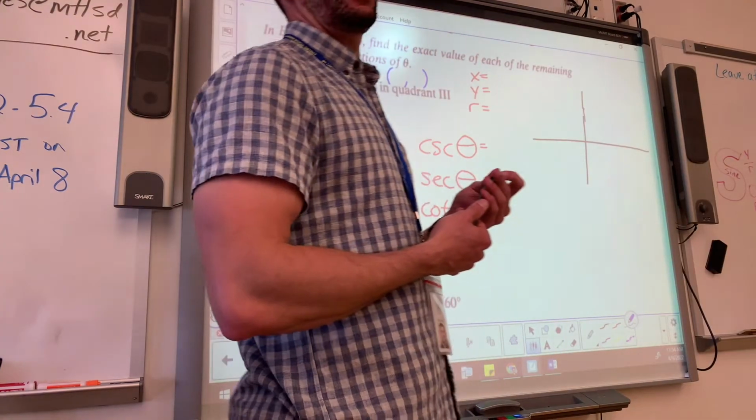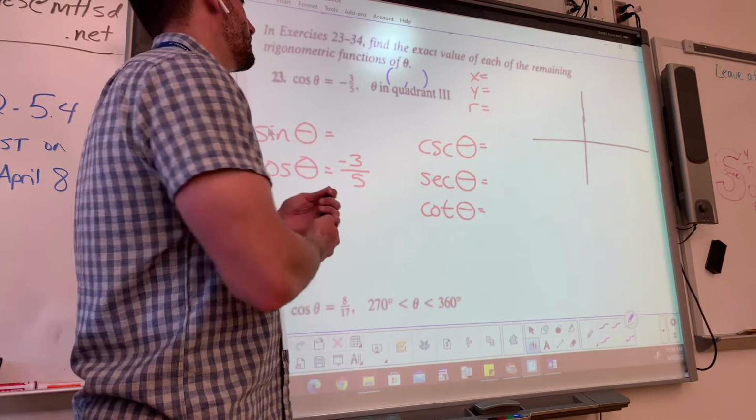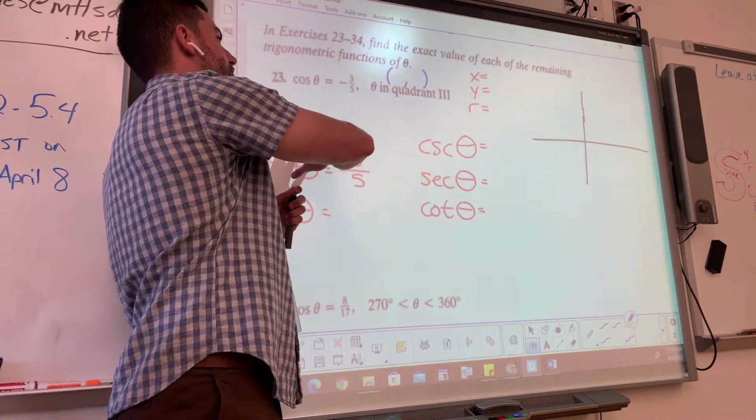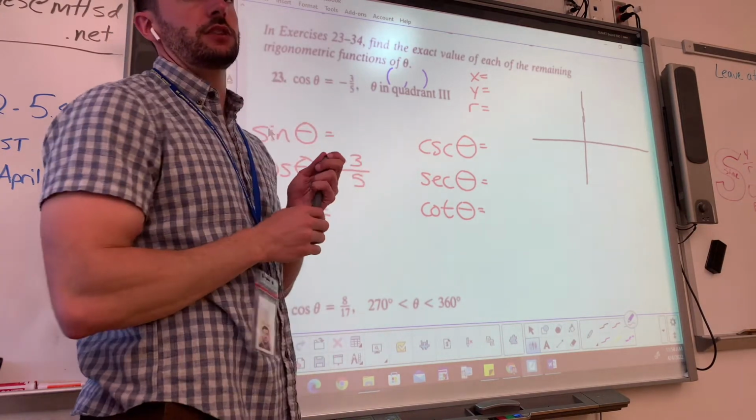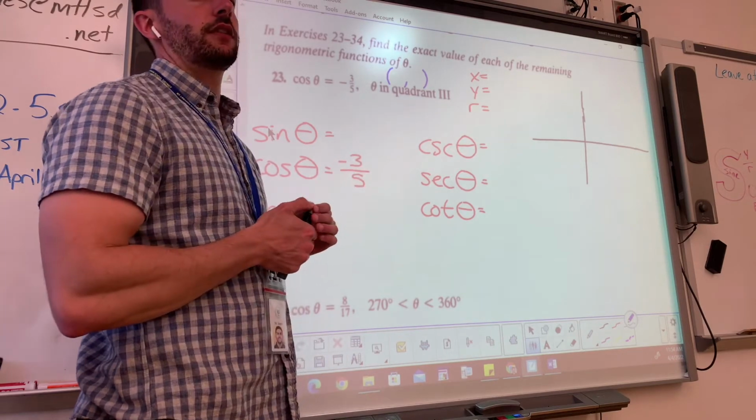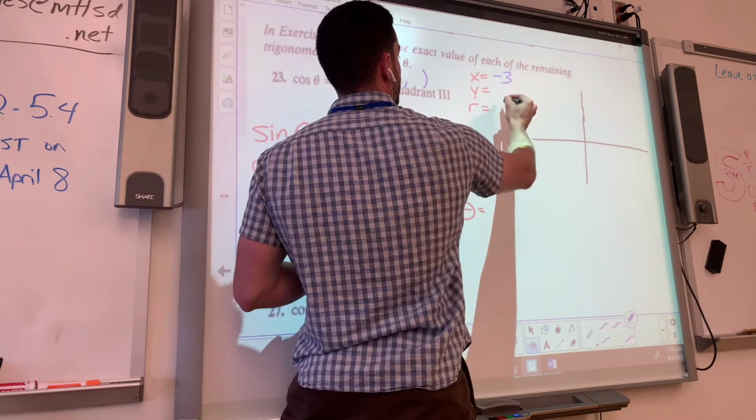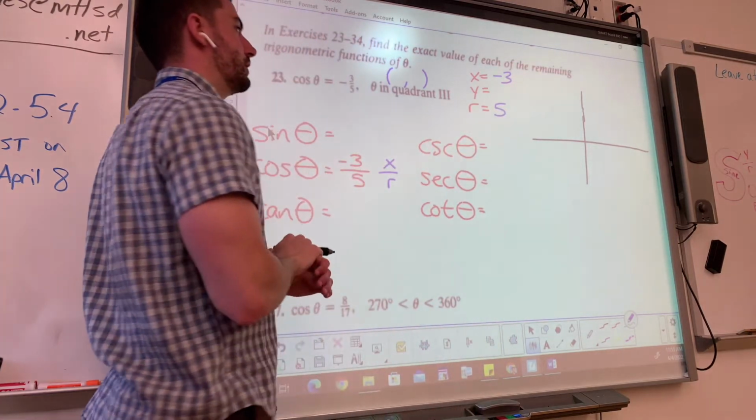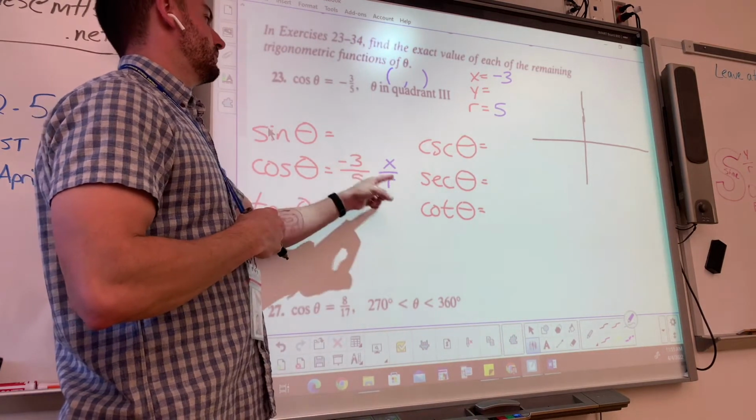Okay. All right, guys. So somebody explain to me, like, what can you take from just these two pieces of information? What can you use that for to kind of help figure out the rest? Right. Yeah. So -3 and +5 are going to be my x value and my r value.